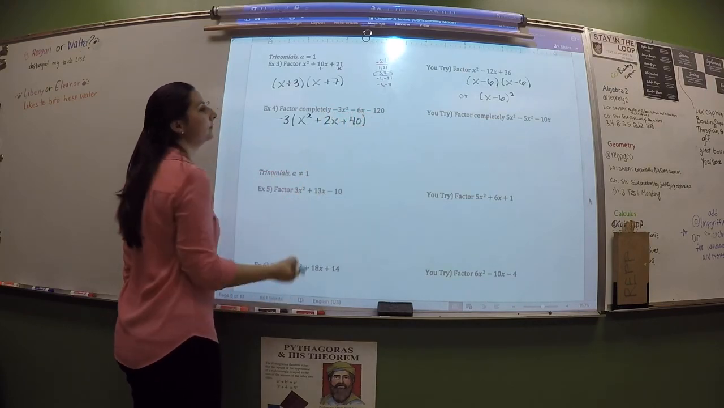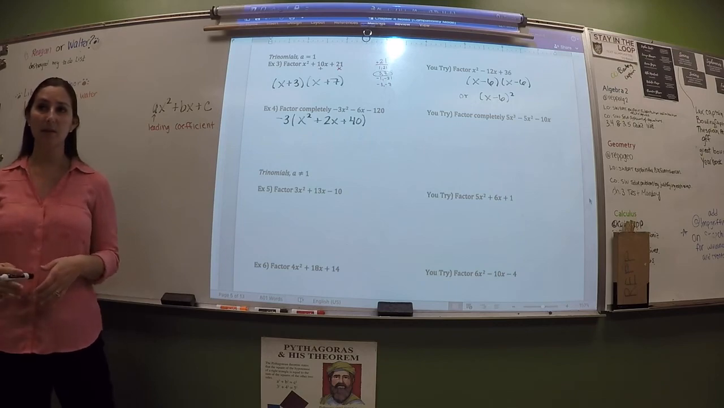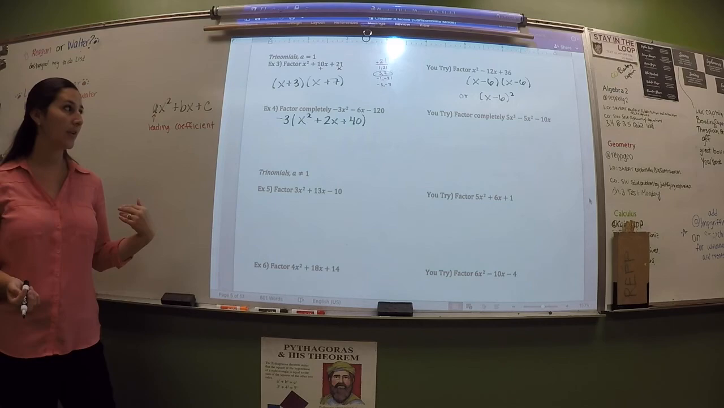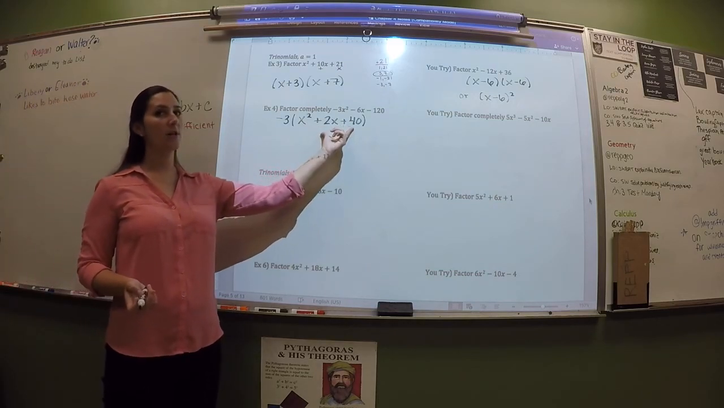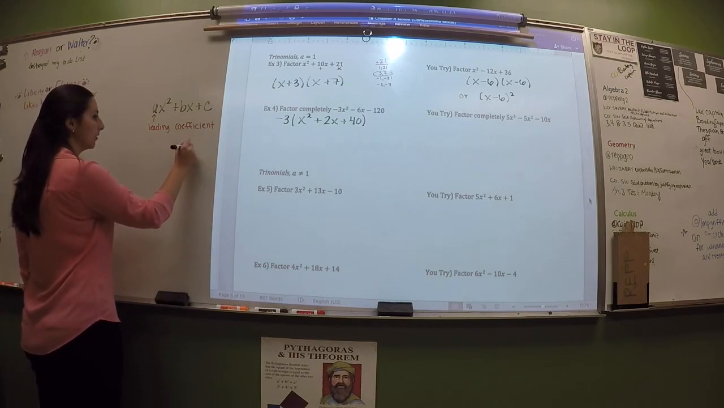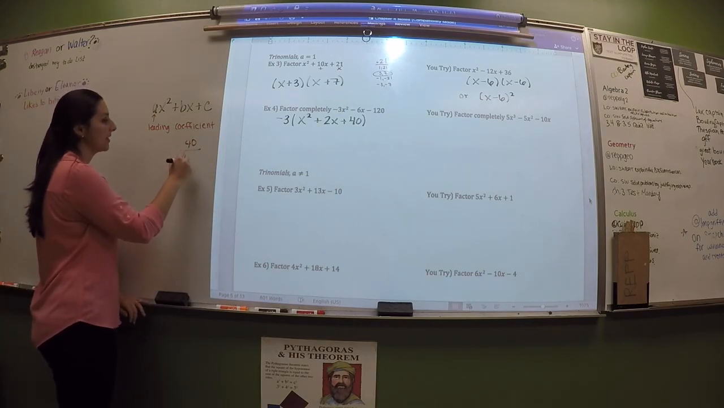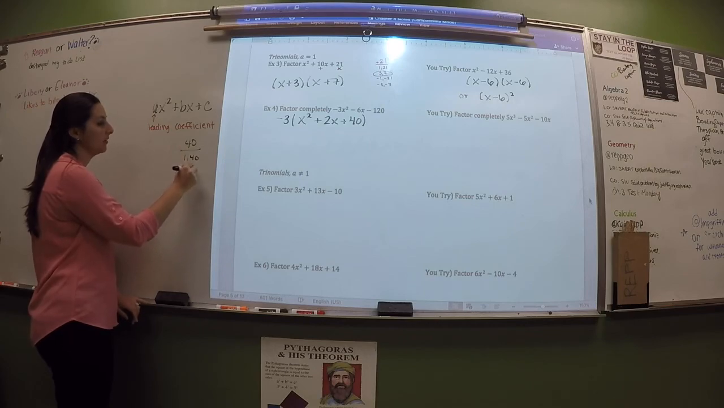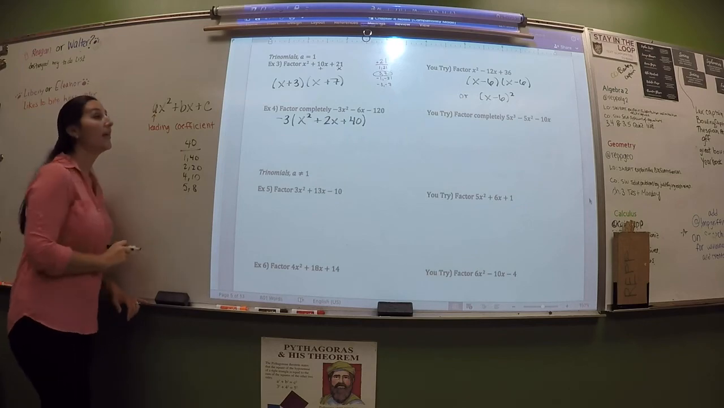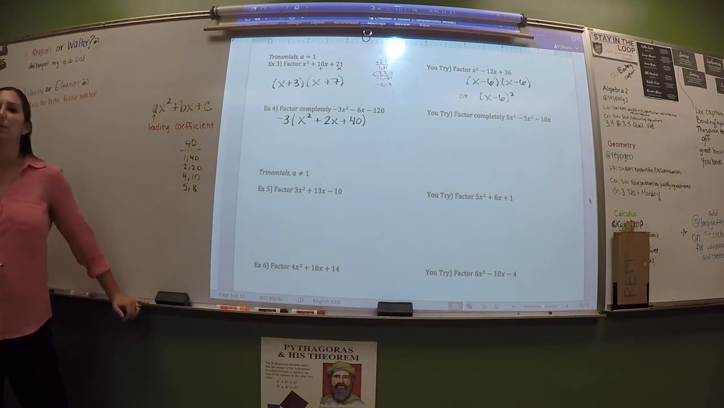Now, sometimes we can factor again, right? After you take out the -3, sometimes you can factor the trinomial that's left. So are there numbers that multiply to 40 and add to 2? Nope.